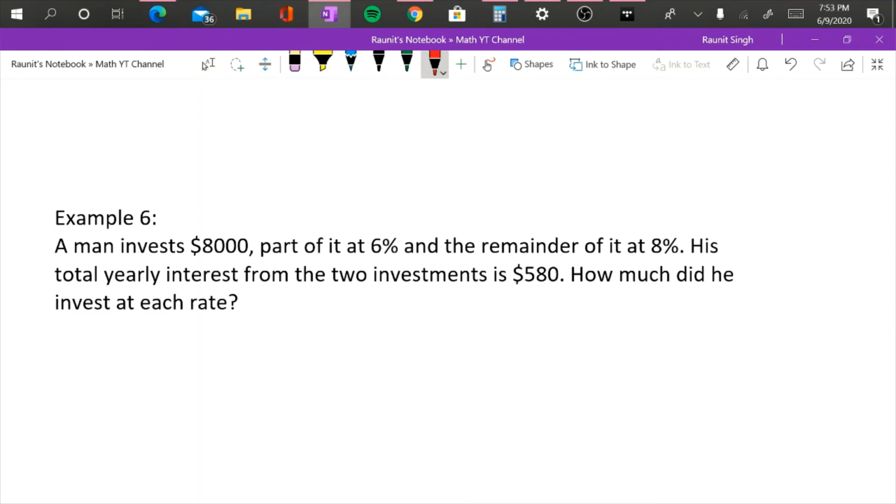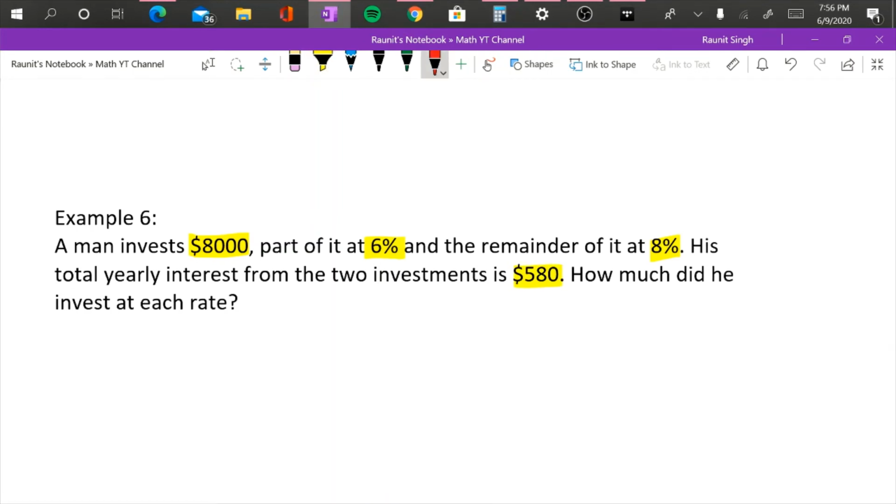Okay, so a man invests $8,000, part of it at 6% and the remainder of it at 8%. His total yearly interest from the two investments is $580. How much did he invest at each rate? So we know that a man, whatever his name is, let's say his name is George, invests $8,000, part of it at 6% and the remainder of it at 8%. His total yearly interest from the two investments is $580. How much did he invest at each rate?